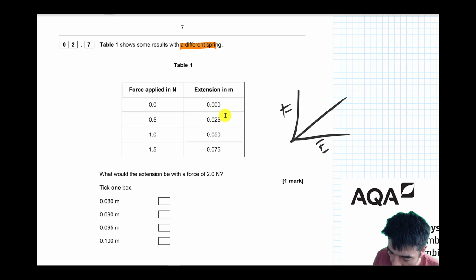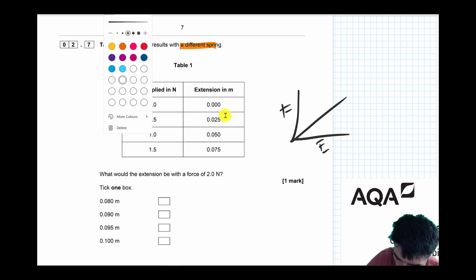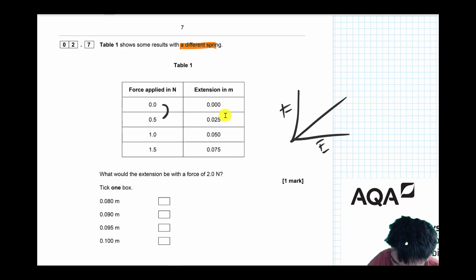What would the extension be for a force of 2 newtons? So I need to look at this pattern here. Going from here to here was a force of 0.5, which gave us an extension of 0.025 meters. Another 0.5 force added gave us another 0.025 meters added. So the pattern looks pretty straightforward. To get to 2, the same jump in extension should apply if it obeys Hooke's law, which it looks like it does.